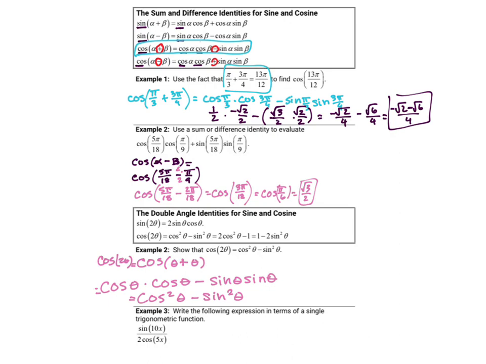Okay. All right, here's example 3. Write the following expression in terms of a single trigonometric function. So we've got sine of 10x. Here's your clue. On the bottom, they have cosine of 5x. So instead, what if we write that sine of 10x as sine of 2 times 5x?